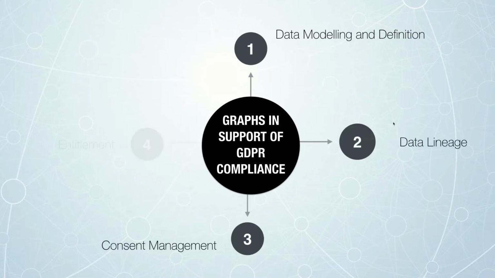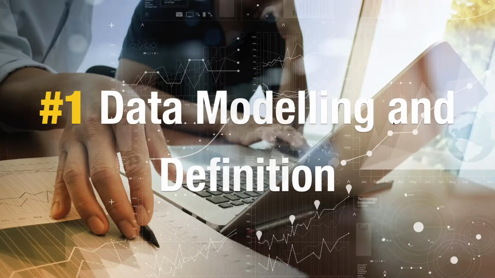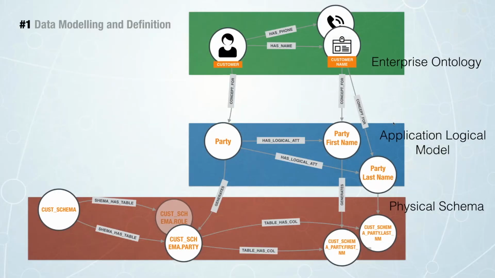The third is consent management, and the fourth one is entitlement. Let's look at what I mean by each one of them. The first one is data modeling and the data definition. Depending on the maturity of your organization, you will probably work with things like data glossaries, with concept vocabularies. In the more advanced case, you would have things like enterprise ontologies.